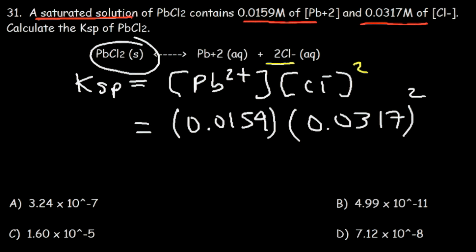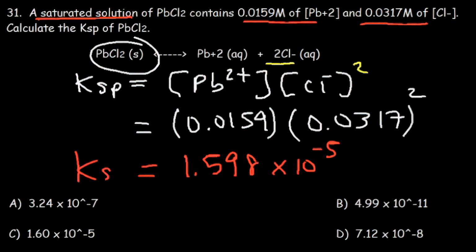So if you plug these numbers into your calculator, you should get 1.598 times 10 to the minus 5 for the Ksp value of lead(II) chloride. So we can round that to 1.6. So C is the right answer for this problem.